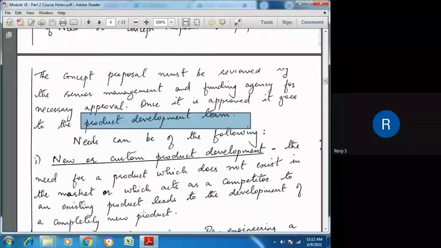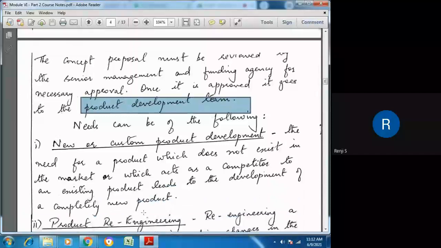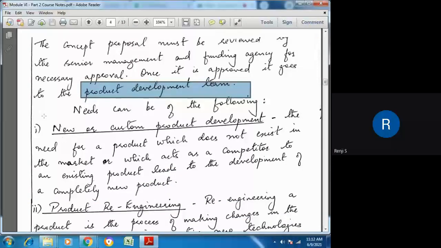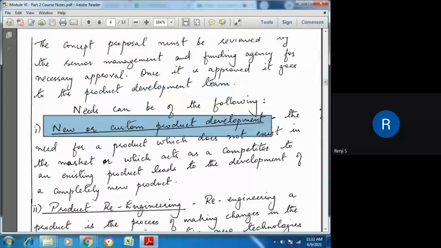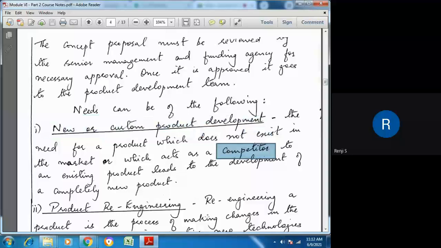Now next, let us see the needs. What are the needs that can arise? The need can be a new or a custom product development. That is, the need can be for a product that does not exist in the market, or which acts as a competitor for an existing product. So a need can be either a new or a custom product. For a product that does not exist in the market, the developers have to design it from scratch.